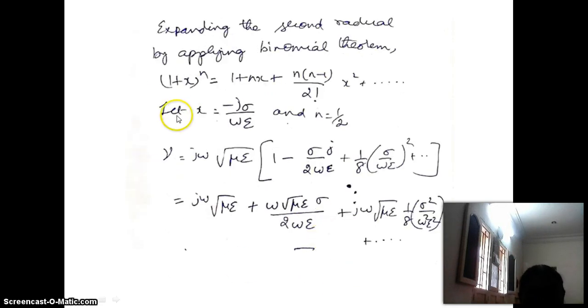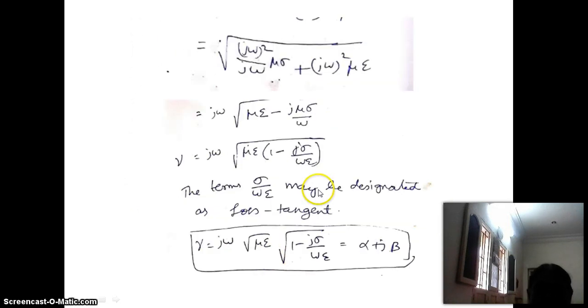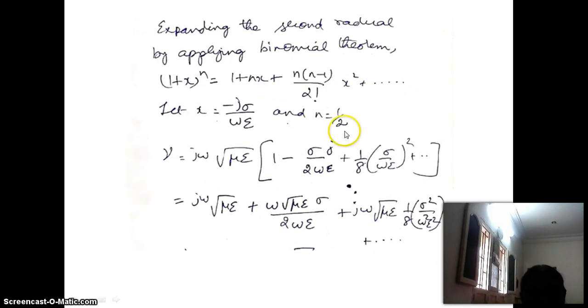The binomial theorem can be written as 1 plus x the whole power n equal to 1 plus nx plus n into n minus 1 by 2 factorial into x square, and so on. Now consider j sigma by omega epsilon as x, and the whole power half as n. So, n equal to half and x equal to minus j sigma by omega epsilon. When you write 1 plus n into x, that is 1 minus half into j sigma by omega epsilon. These first two terms alone you take, and neglect the remaining terms.